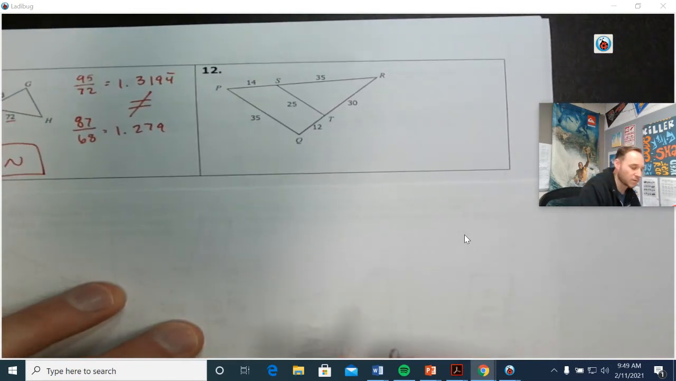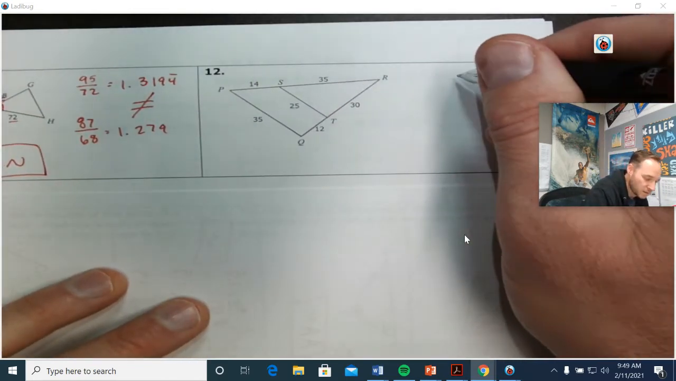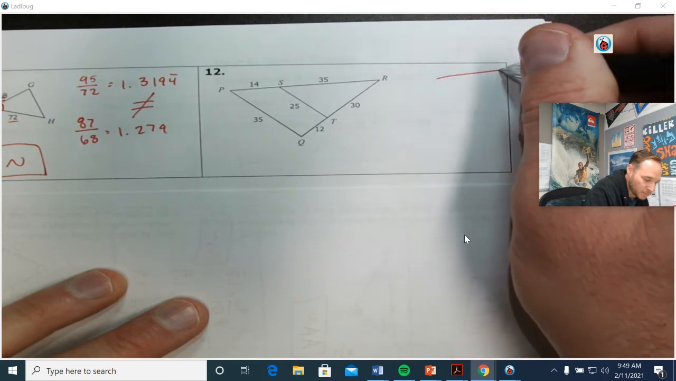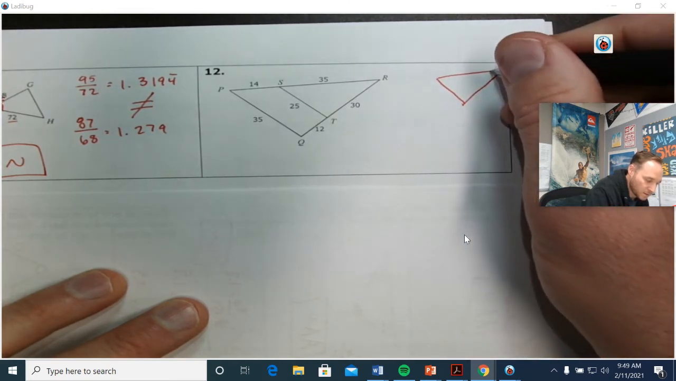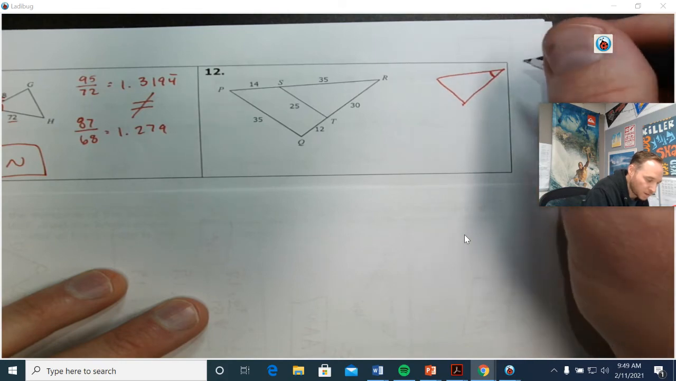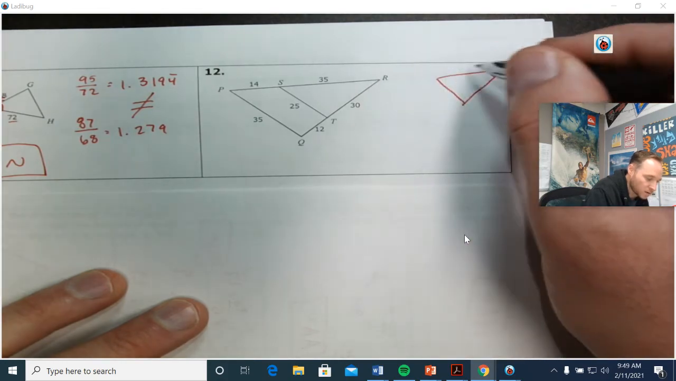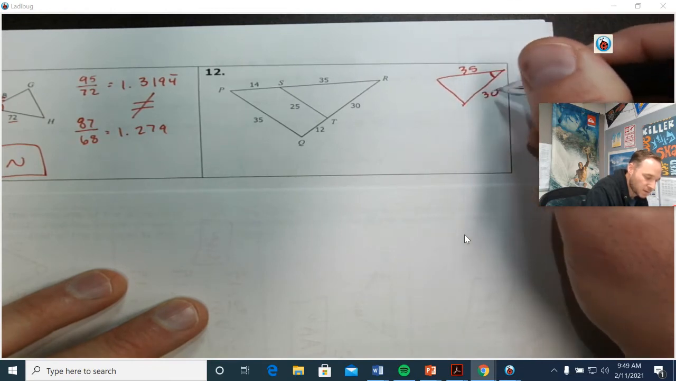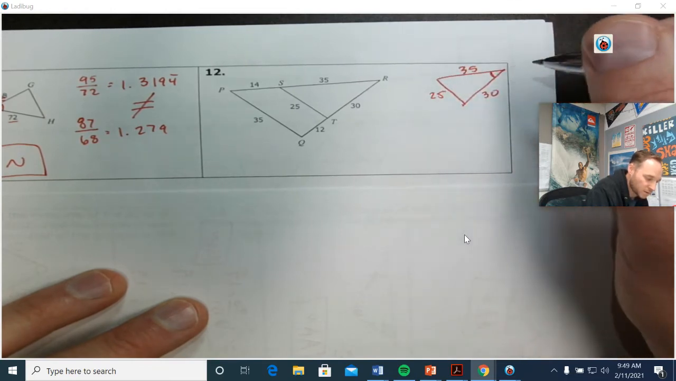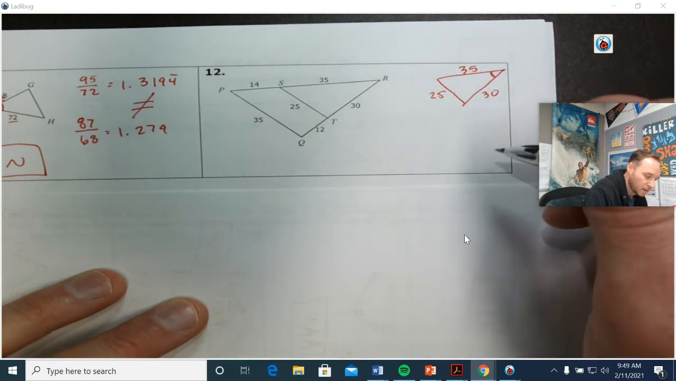Our last one. Oh, of course, we got some ones that are stuck together, so I split them apart. There's my small one. I know that it will share an angle with the large one right here because that angle R is the same for both triangles. This is 35 and this is 30. Oh, and this is 25. That's cool that they gave us this side.